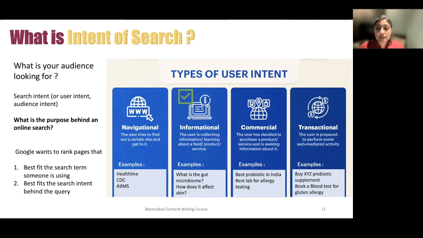Then we move on to transactional, where the user is prepared to perform some sort of web-mediated activity, which means they are now ready to do something, create an action online. So here they're looking to buy XYZ probiotic supplement, or book a blood test for gluten allergy, or maybe buy a book on probiotics. These are all things that require them to conduct a transaction, either give an email address or their own information, or even give payment, right?